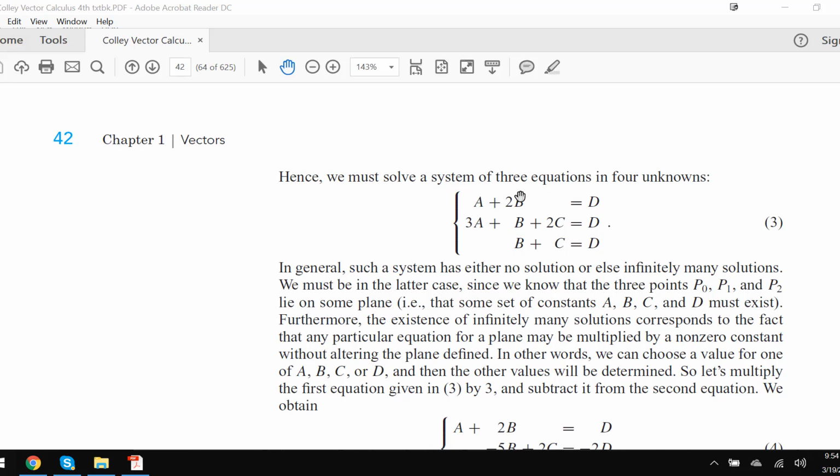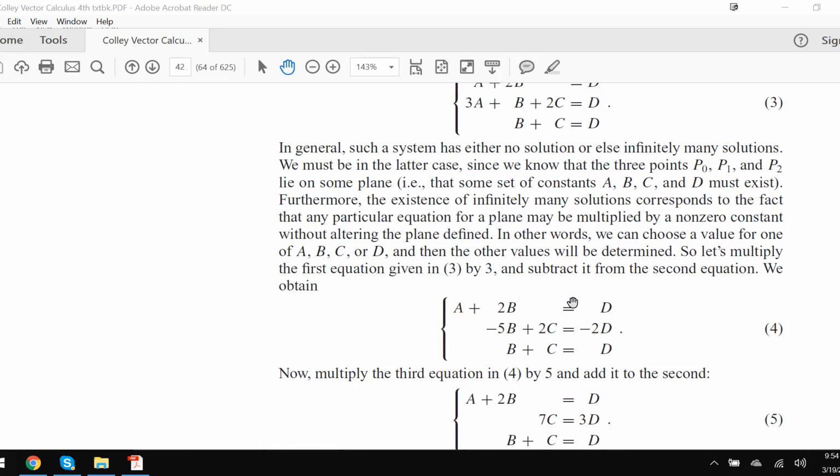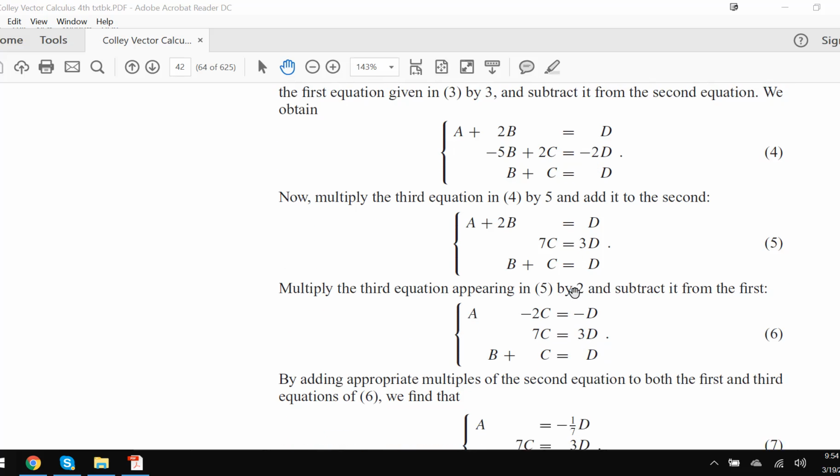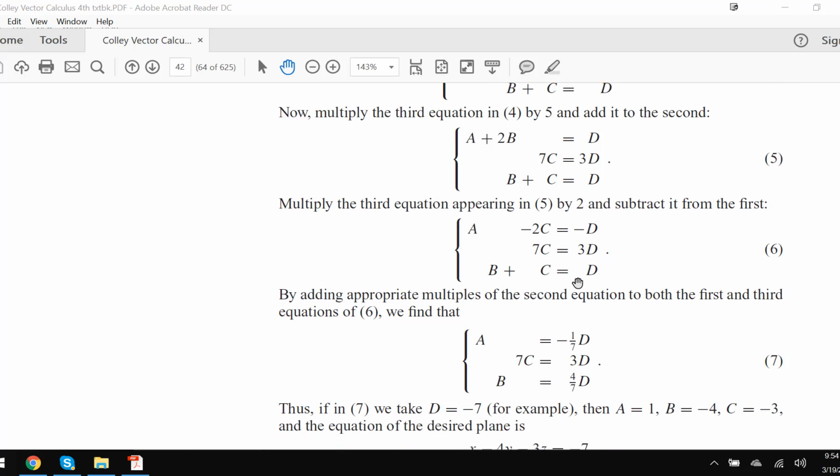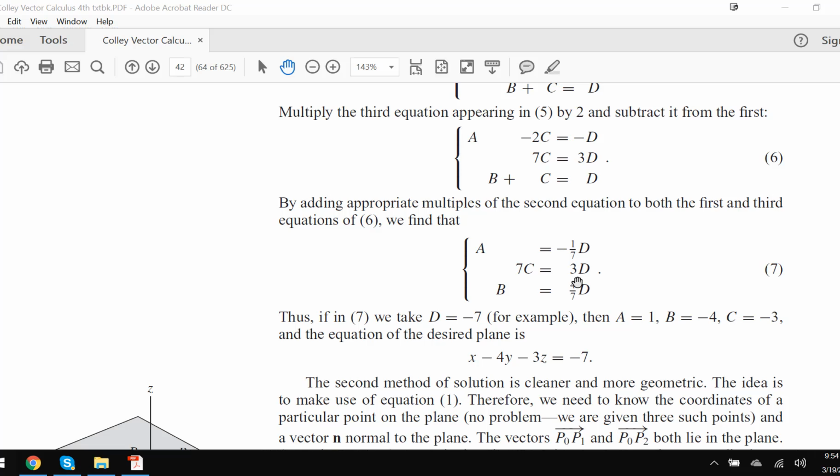So we can just go ahead and try and solve this kind of in a mechanical way. We have 3 equations, 4 unknowns. We can solve it going through these steps. So you can check these steps, and we end up with this, and we can set b to be anything, and that will give us an a, b, and c, and then we get the equation here.